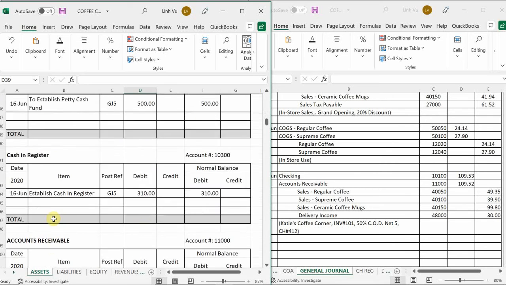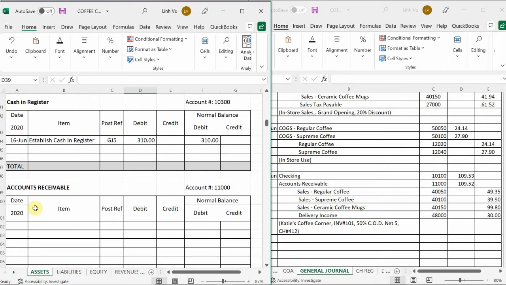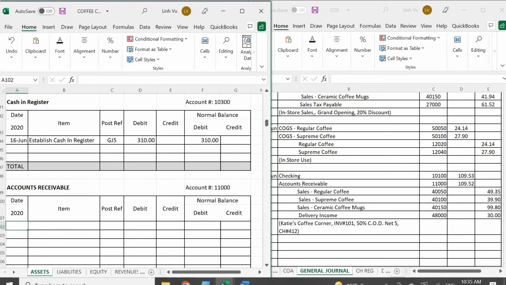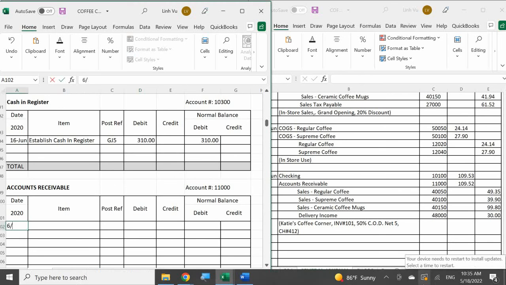All right. We finally have an accounts receivable account. So today's the 19th. In this case, you don't need to put Katie. Just the invoice number is good enough because we can pull up the invoice number at any given time, right? We have records of it on our sales order form. Okay. Post reference, it's still the 7. We just sold, and now Katie owes me $109.52. Okay.